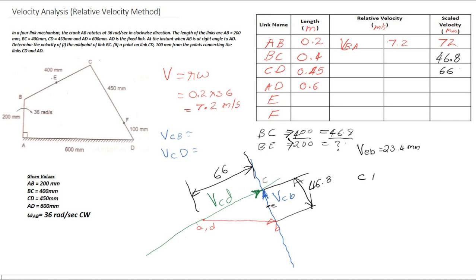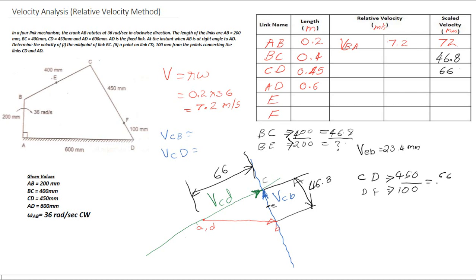The dimension of CD is equal to 450 mm, and what we are required is DF, which is equal to 100 mm. So this value corresponds to the configuration diagram, and it will be equal to the corresponding values of CD and DF in the velocity diagram.